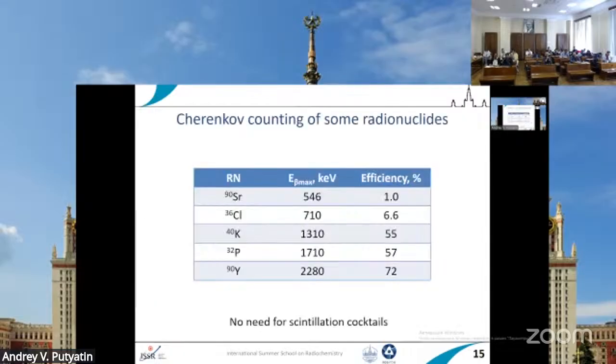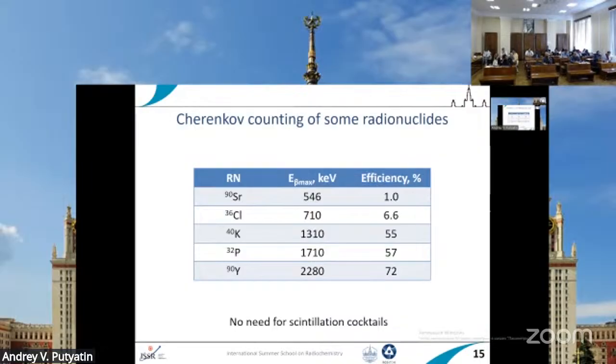So, there is a short list, not the full list, but the most common radionuclides that can be measured with Cherenkov counting. You can see that for strontium, and especially for yttrium-90, that is a daughter radionuclide of strontium, the energy of the beta particle is more than 2 mega electron volts. So it is 70% efficiency of measurement of yttrium without any use of the scintillation cocktail.